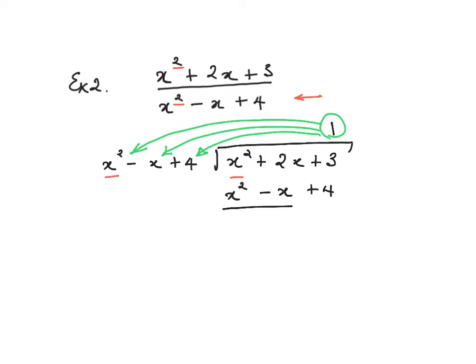So underline, subtract, top line take away the bottom line, x squared take away x squared is 0, 2x take away minus x is 3x, be careful, 3 take away 4 is minus 1. So what we can do then is say that this can be written as 1 plus 3x minus 1 over x squared minus x plus 4.